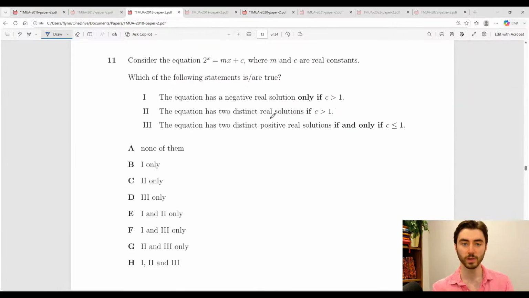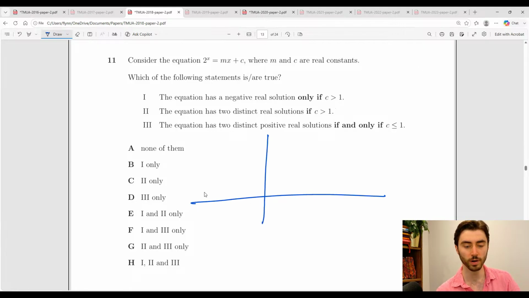So this kind of if and only if stuff. We're considering the equation where we have, now graphing is just a top skill for TMUA paper 2, just to make sense of everything.